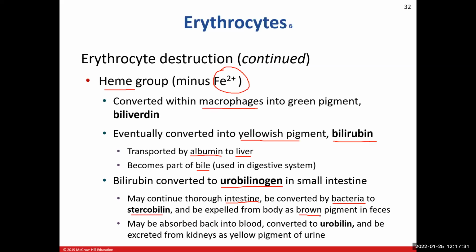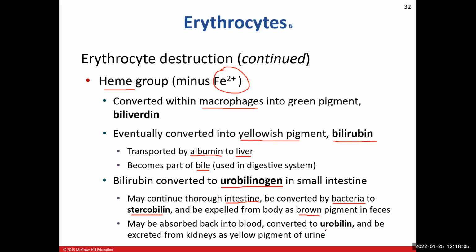A lot of stuff goes on to that heme group. So that heme group gets converted to biliverdin, which has a greenish pigment. Then it gets converted to bilirubin, which will then be incorporated into our bile in the liver. And then when that bile is released into the digestive system, that bilirubin gets converted into that urobilinogen. And then eventually it becomes that stercobilin, which gives us that brown pigment.